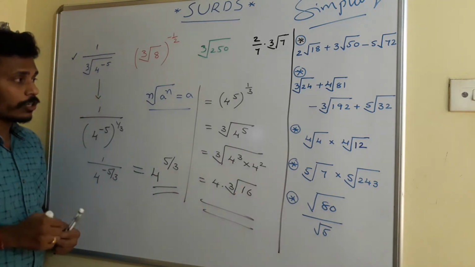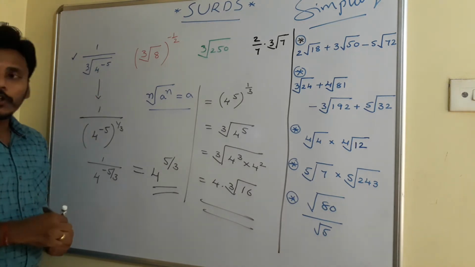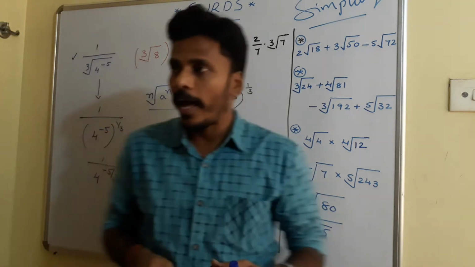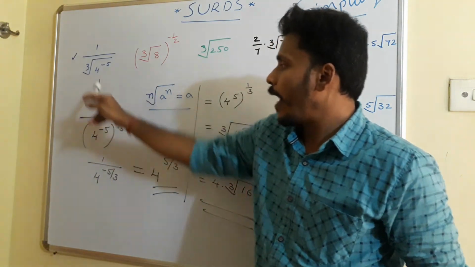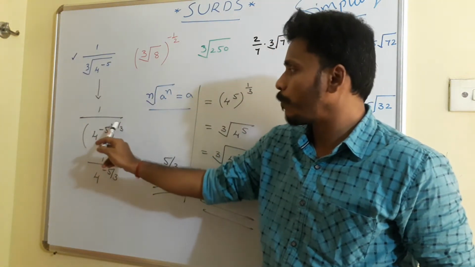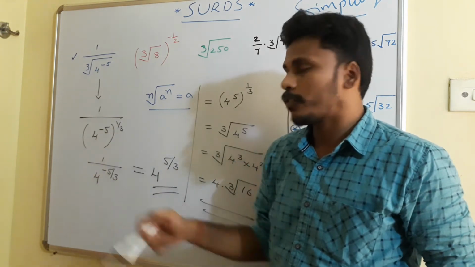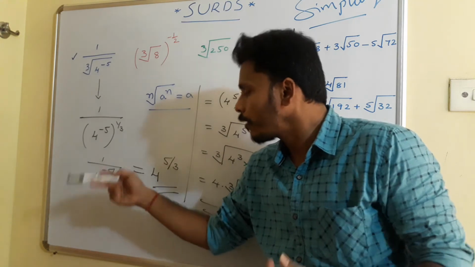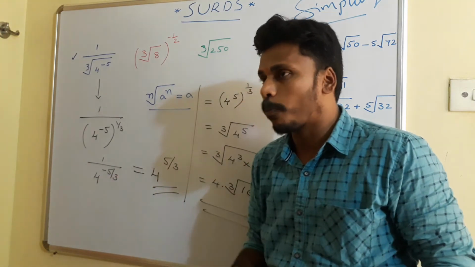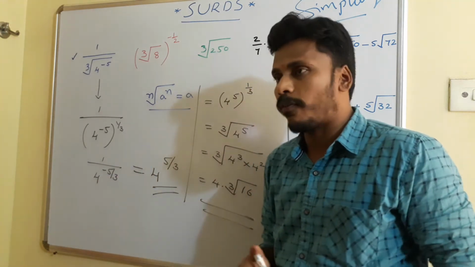Right? Once again, just look here. 1 by cube root of 4 power minus 5 I have in my hands. To simplify this, I am writing this cube root as power 1 by 3. Now just multiply these two: 4 power minus 5 by 3. 1 by 4 power minus 5 by 3. Since it is in the denominator, if you take the reciprocal it becomes 4 power 5 by 3, right? So that is 4 power 5 by 3.